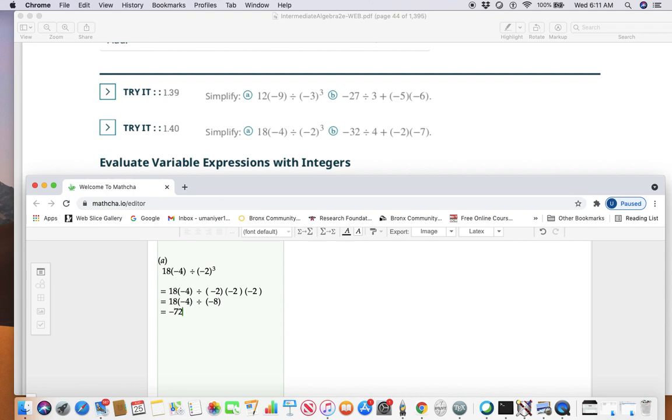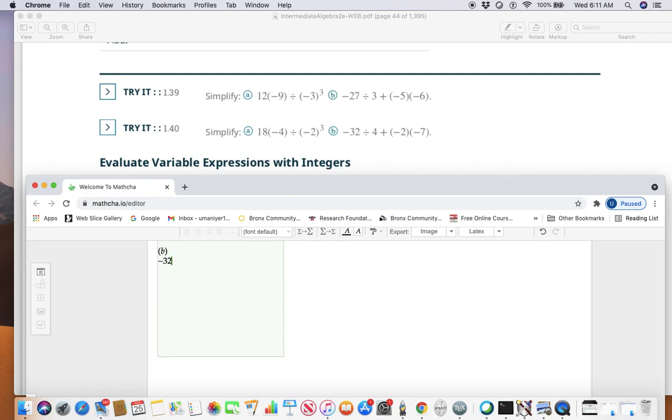18 times 4 is 72 divided by negative 8. Negative divided by negative is positive. 72 divided by 8 is a 9. That completes this simplification. One more simplification.